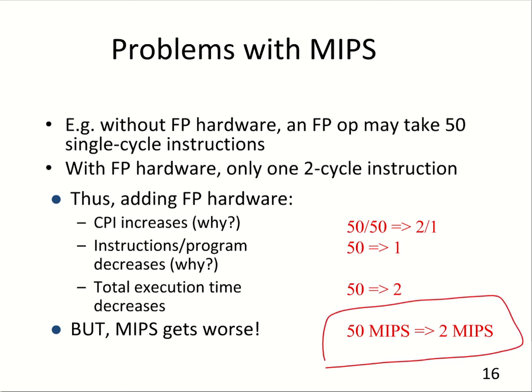But the MIPS in this case gets much worse. So 50 MIPS in the baseline case now becomes 2 MIPS. And so if you're using MIPS as your metric of performance, you would think that adding floating point hardware actually made your performance worse. Obviously, that's not the case. And that's something that we have to keep in mind.